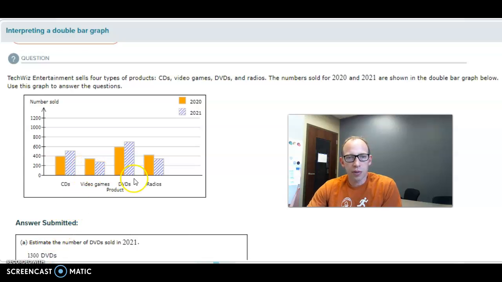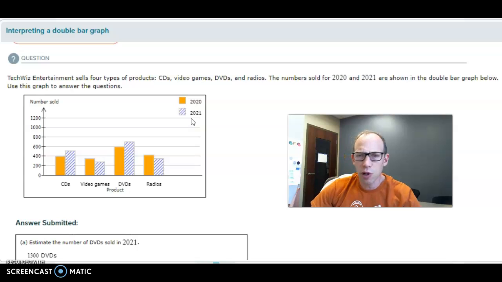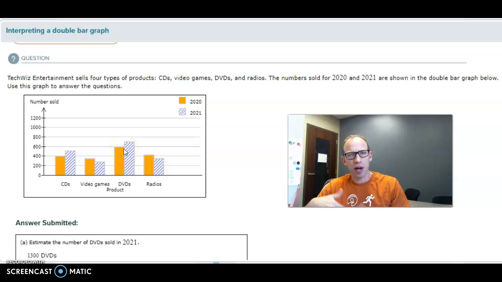Okay, here we have a double bar graph, which is really great for comparing two different categories, in this case, two different years. Bar graphs in general, by the way, are good for comparing differences for a categorical variable, much better than pie charts, because if you have slight differences, like here, 2020 to 2021 for the DVDs, it's kind of hard to see that in slices of a pie, but for a bar chart, it's a little bit easier.